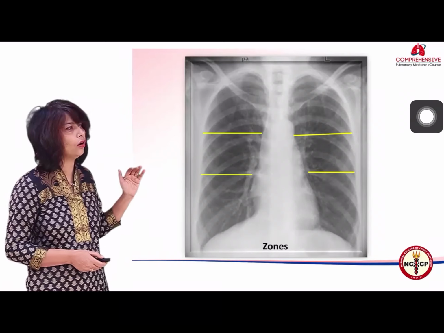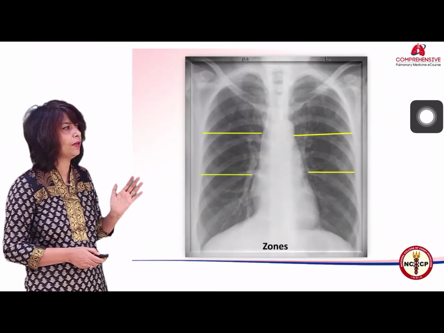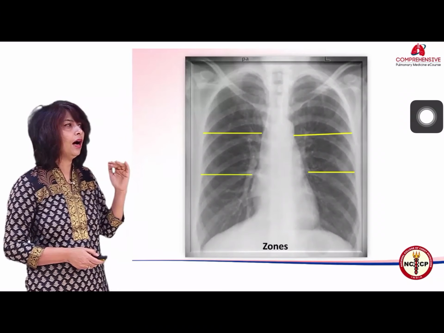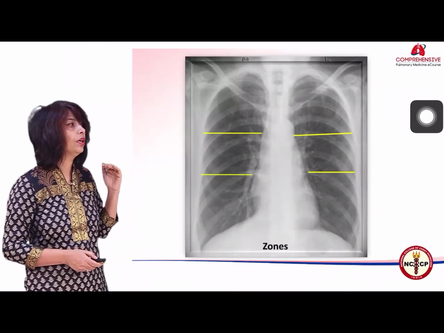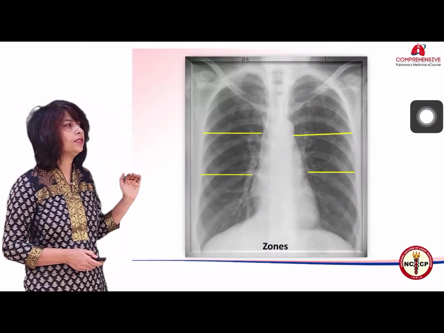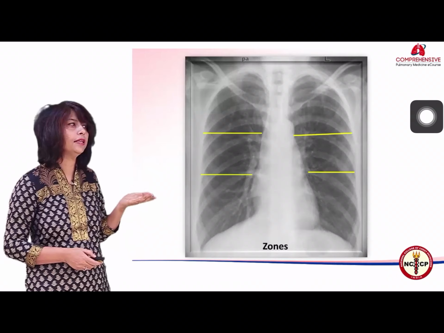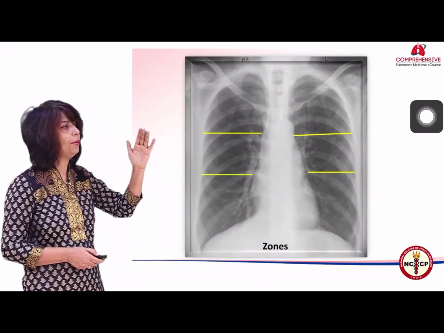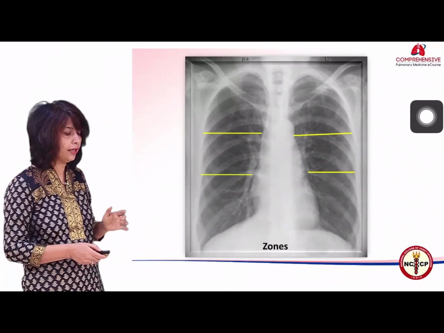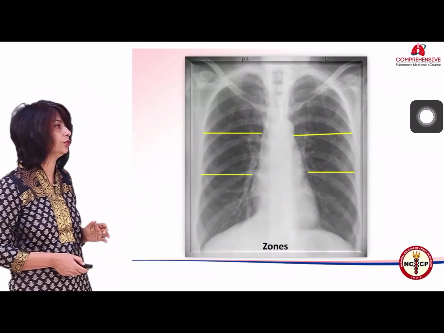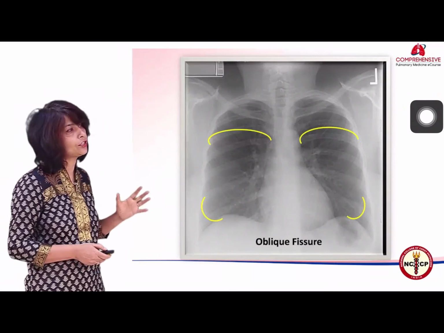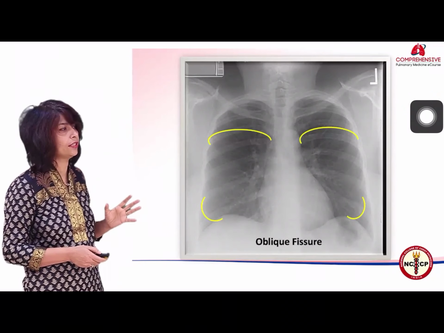So, you draw a horizontal line, drawn symmetrically on both sides, which shows the second rib level. Above that, upper zone. Line number 2 is horizontally drawn from the anterior end of the fourth rib. So, it's above upper, between the two lines mid, and beneath that the lower zones. But actually you are very happy if you can tell which lobe it is.